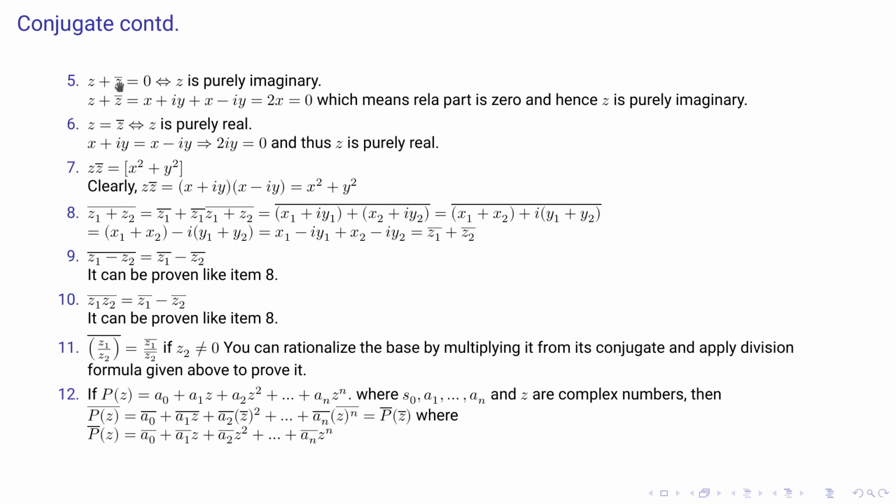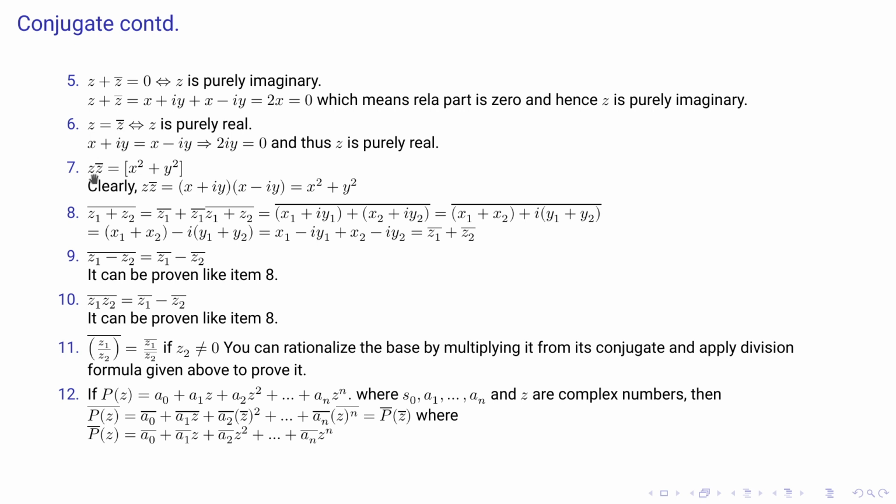Now, if z + z bar is equal to 0, then z is purely imaginary. So we add this, we get 2x, which means if this is 0, then the real part is 0, so it is purely imaginary. If z is equal to z bar, then z is purely real. So if x + iy is equal to x - iy, then 2iy becomes 0 because x will get cancelled. This goes to left hand side, so 2iy is equal to 0. And so z is purely real.